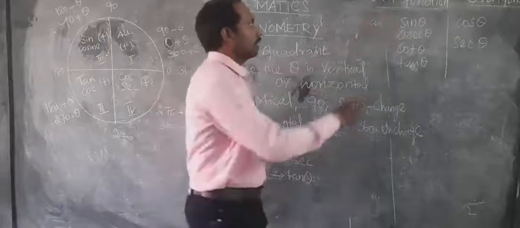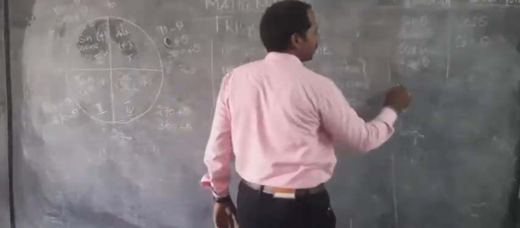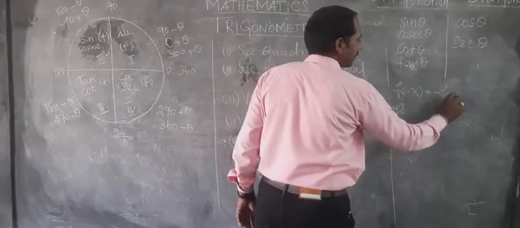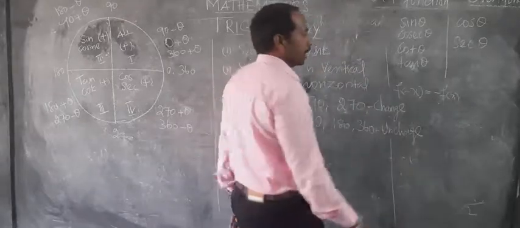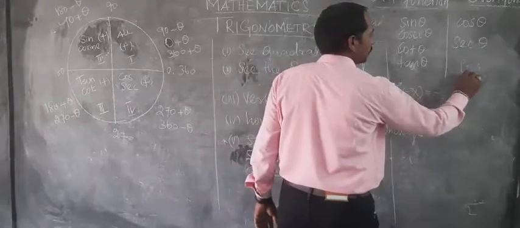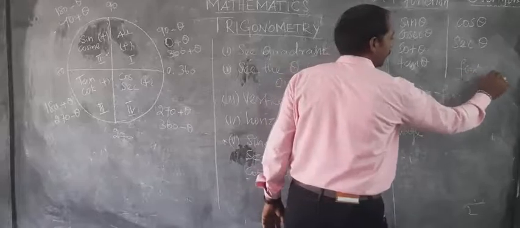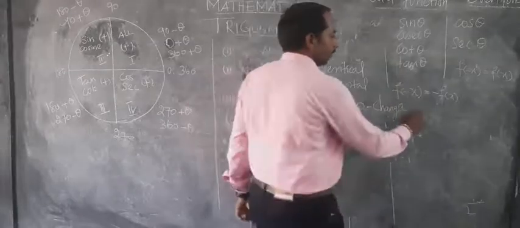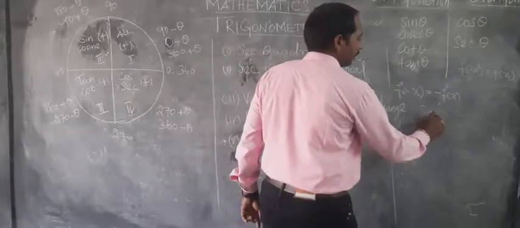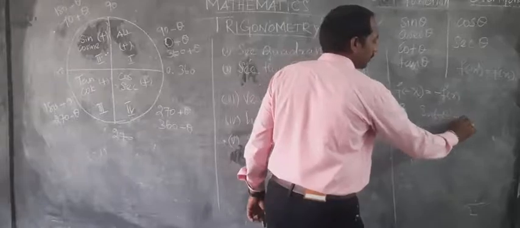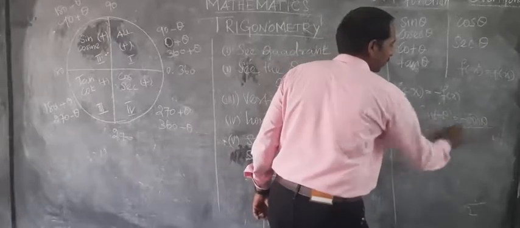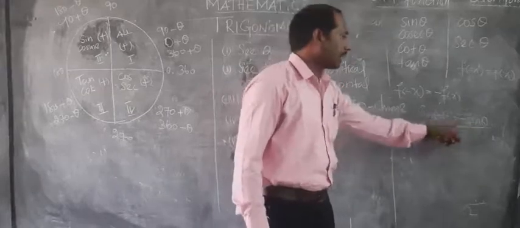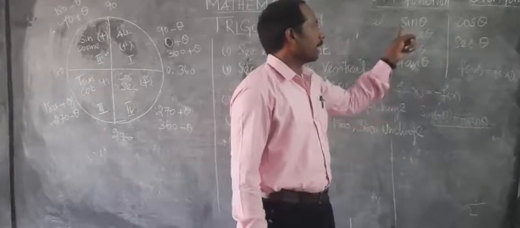Already you know, an odd function means f of minus x equals minus of f of x. This is the odd function rule. But for an even function, f of minus x equals f of x. This is the even function. So now if you substitute, sin of minus theta equals minus sin theta. So this is an odd function, so we put the minus sign.